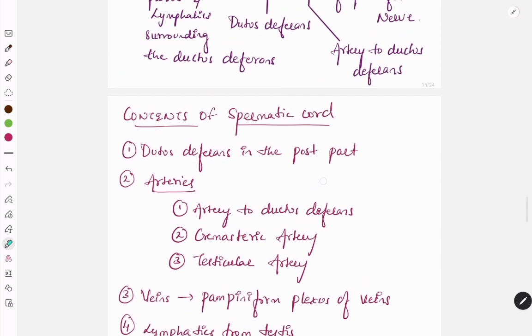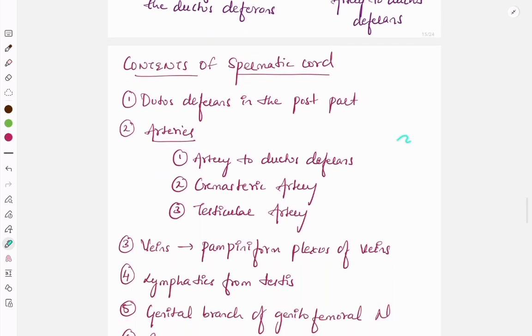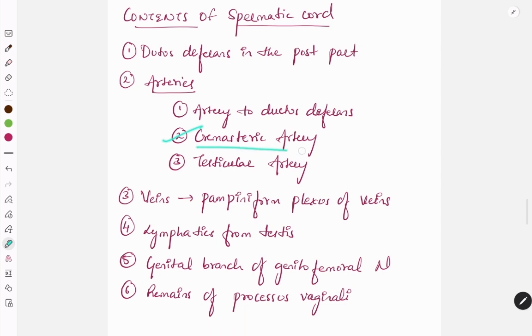Then we already read in the coverings that we have something known as cremasteric fascia. So we have cremasteric muscle also. For that you have an artery, that is the cremasteric artery. Then obviously we are talking about the testis, so you have the testicular artery. So these are the 3 arteries.